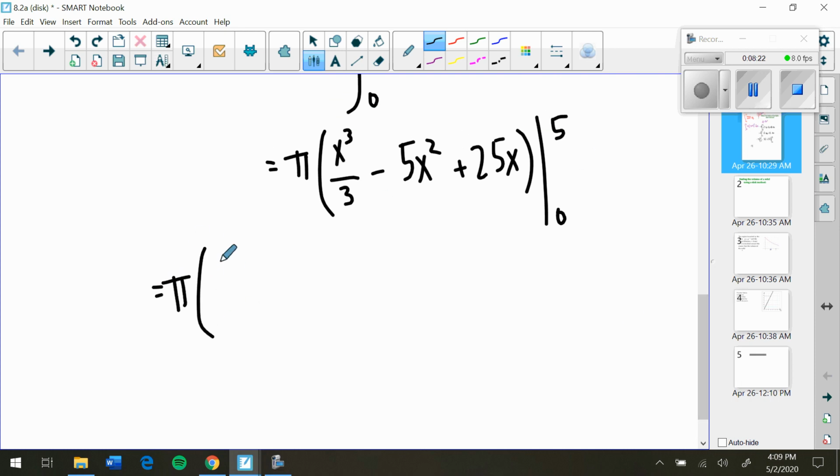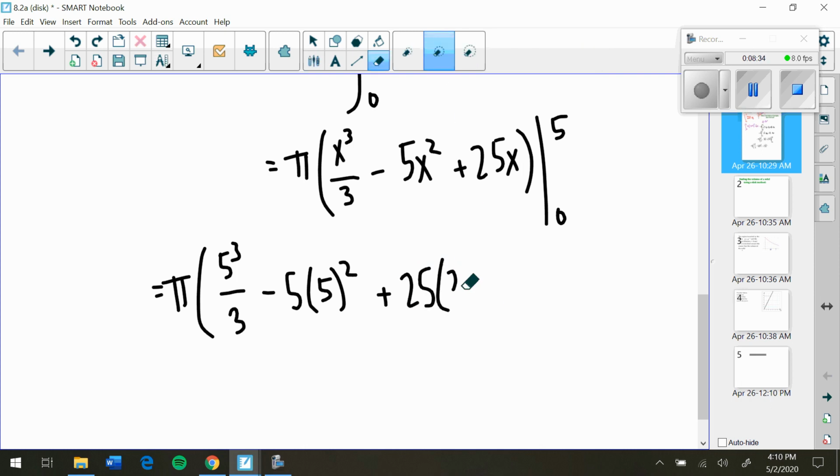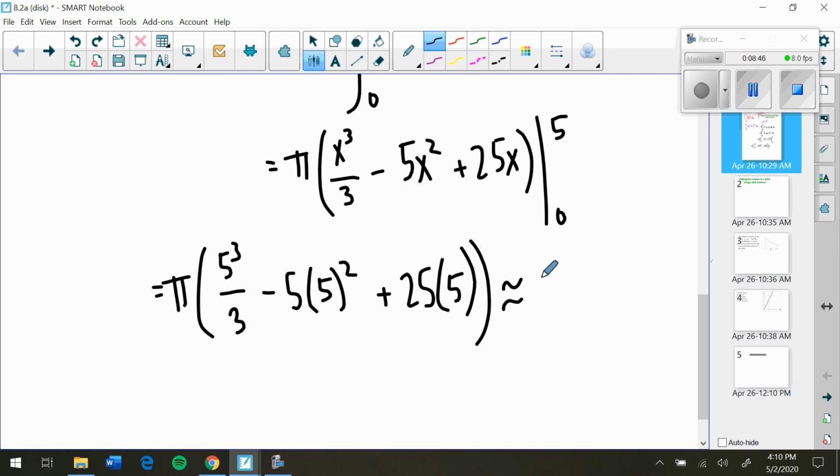So I can skip that and just plug in my 5. So pi times the quantity 5 cubed over 3 minus 5 times 5 squared plus 25 times 5. If you want to pause, type this all into your calculator. I'm just going to tell you an approximation here. Hopefully, you get 130.89, and technically we don't know the units, so I'm going to say units cubed. Remember, this is a volume.